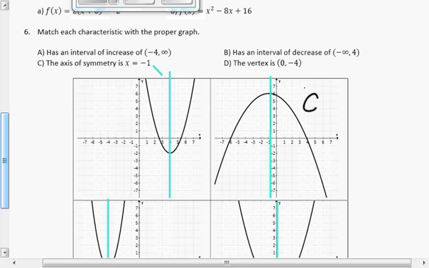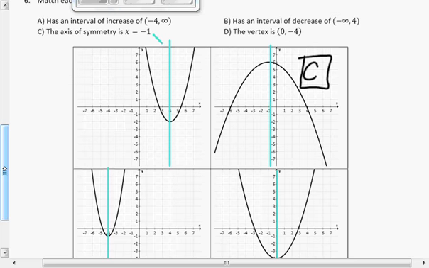So this one is C. It has an interval of increasing from -4 to infinity. So the only one, and remember our intervals of increasing and decreasing rely on where our vertex is for quadratic functions. So the only one where our vertex is at -4 is right here, and it's increasing from -4 to infinity. So this one is A.